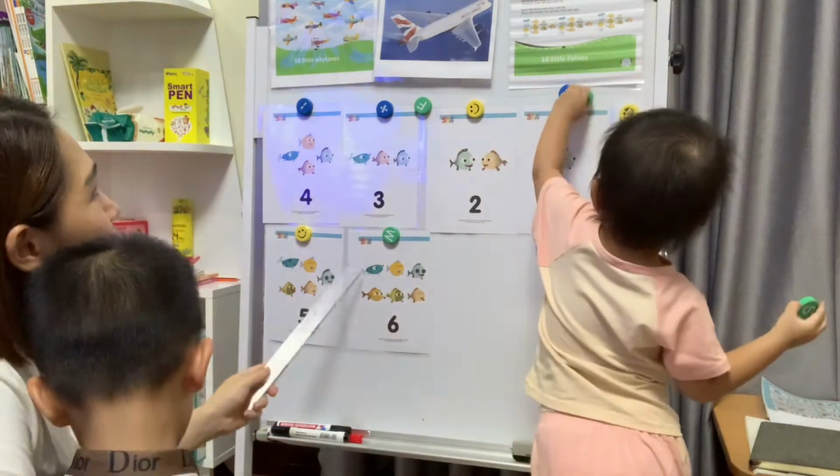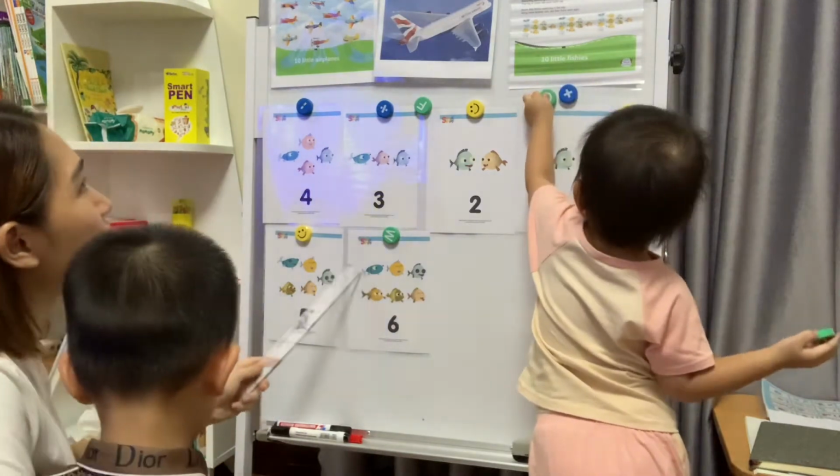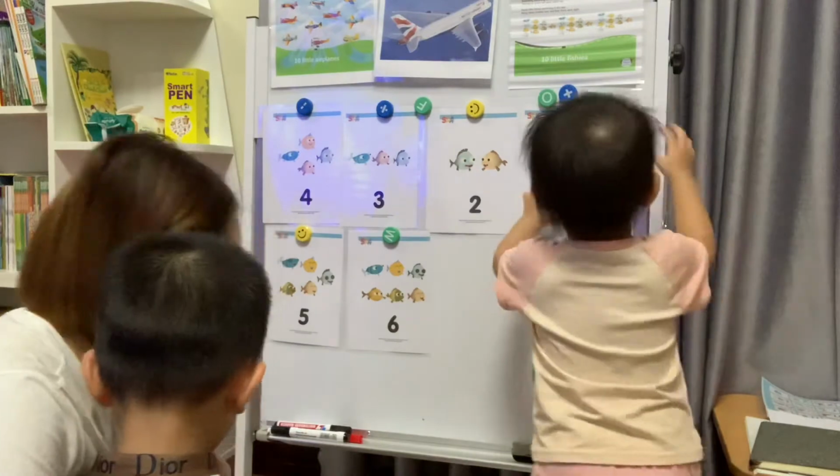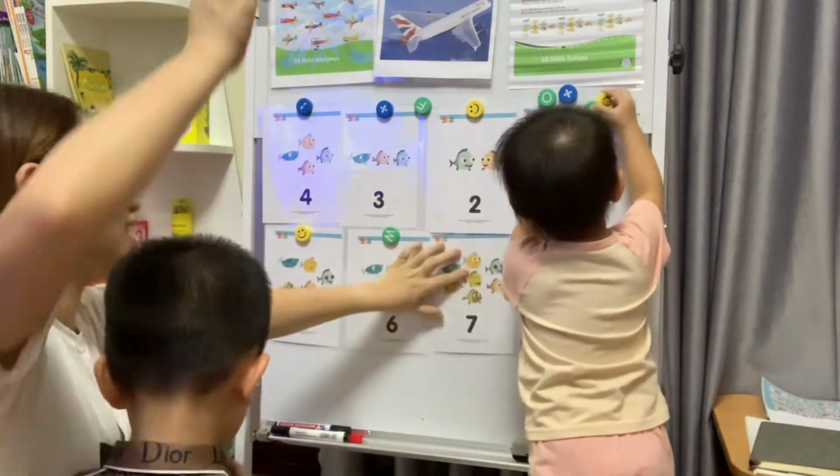Six little fishes swimming in the sea. Along came another one, and then they were seven.